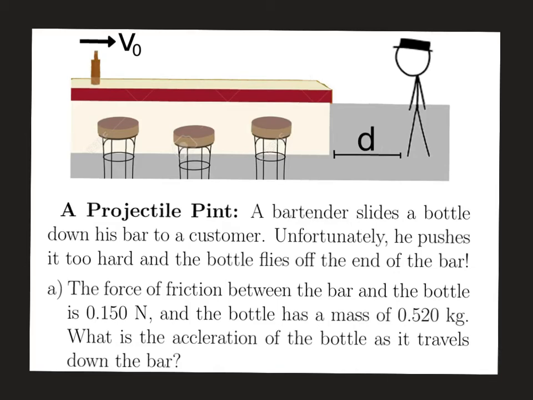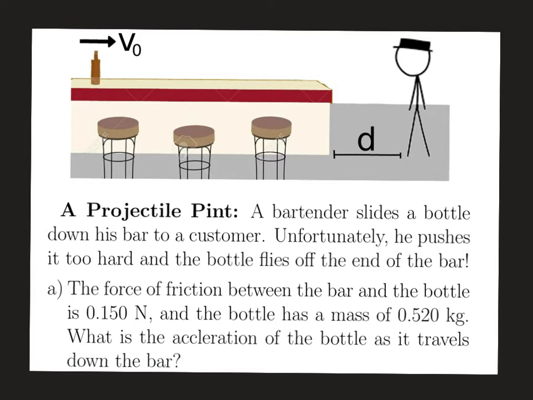Hello everyone, Professor Dustin here, and this video is going to be a solution video to the Projectile Pint whiteboard. On this whiteboard, we have this bottle being slid down a bar, and it's going to fly off of the bar and maybe land on this person standing a distance d away from the bar.